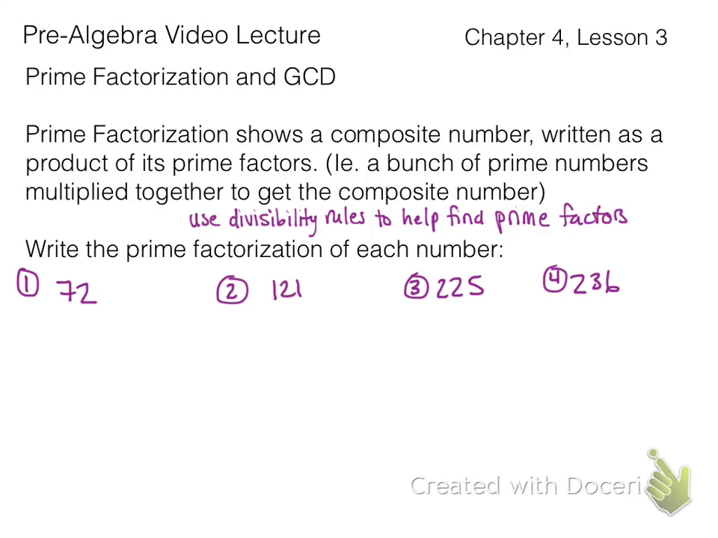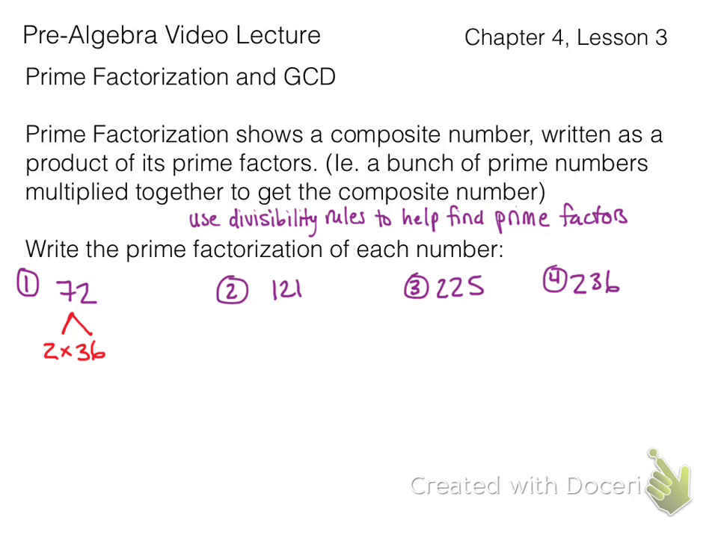So let's go ahead and do number 72 together. 72. Well, it ends in a 2, so I know it's divisible by 2. So I'm going to divide it by 2, and I'm going to get 36. So 2 times 36 is 72, and you can check my math on that. 2 times 36 is 72, but I don't have all prime numbers. The thing is when you're doing prime factorization, you need to break all of the numbers down until you get only prime numbers at the end.